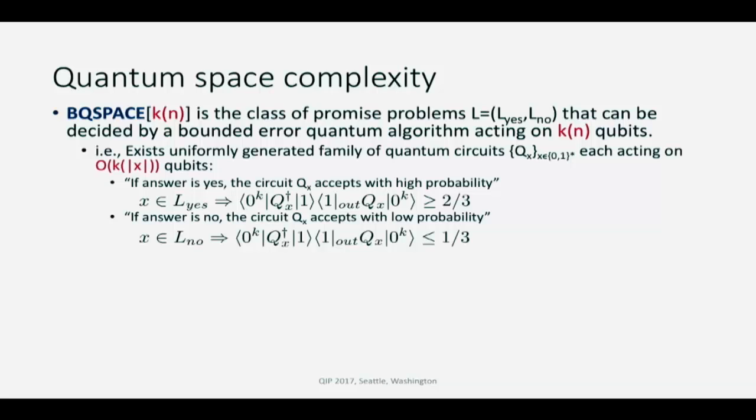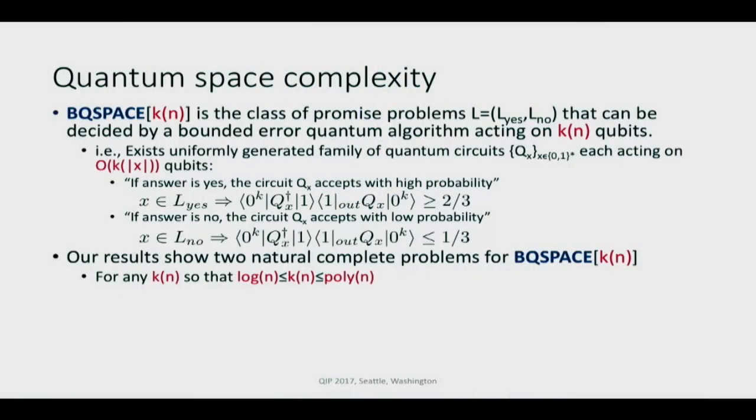Notice that nothing really fishy is going on here. If instead of bounding the number of qubits that the circuit is acting on, we had decided to bound the size of the circuit, say by a polynomial in n, then we would have gotten BQP instead of BQSPACE. But we're not interested in time complexity as much as space complexity here, which is simply the number of qubits that each of these circuits acts on.